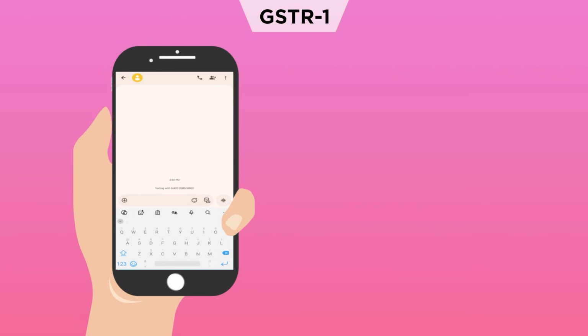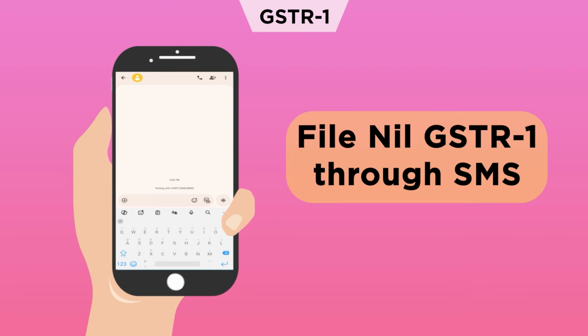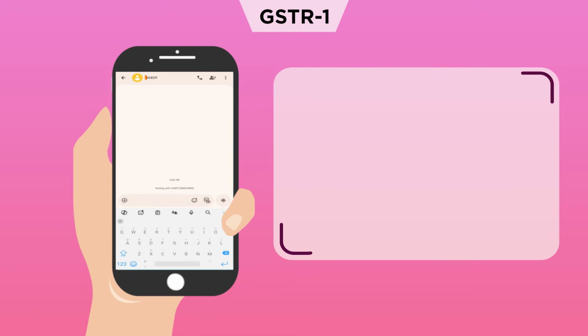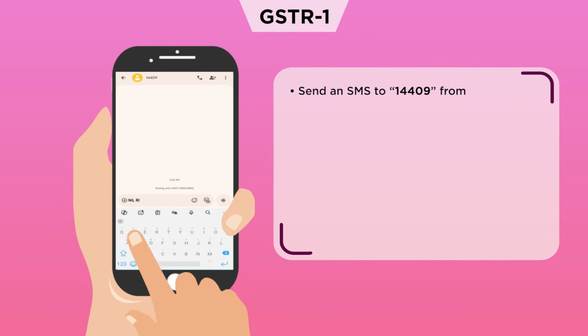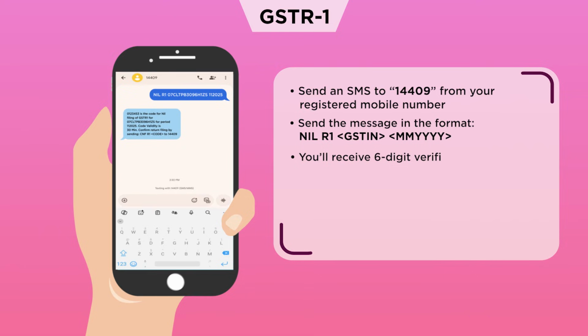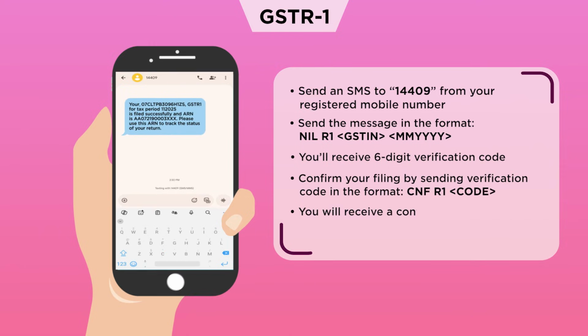Alternatively, you can file a Nil Form GSTR-1 through SMS also. To file a Nil GSTR-1, send an SMS to 14409 from your registered mobile number in the prescribed format. You will receive a confirmation message, and once you reply with a verification code, your Nil return will be filed.